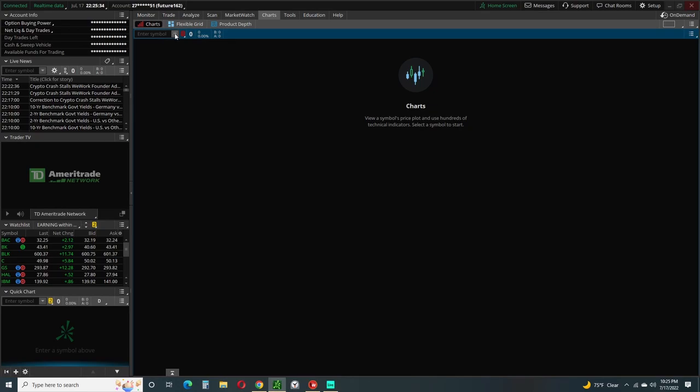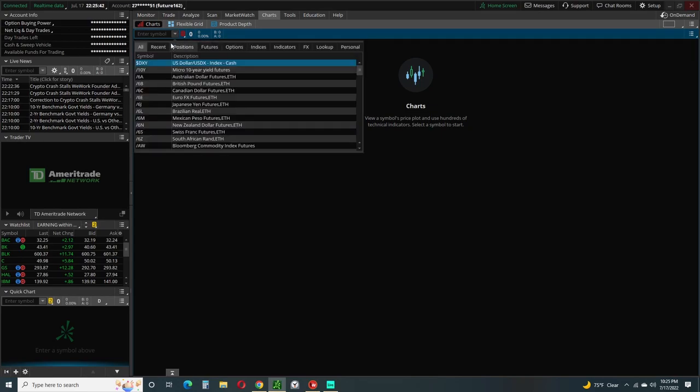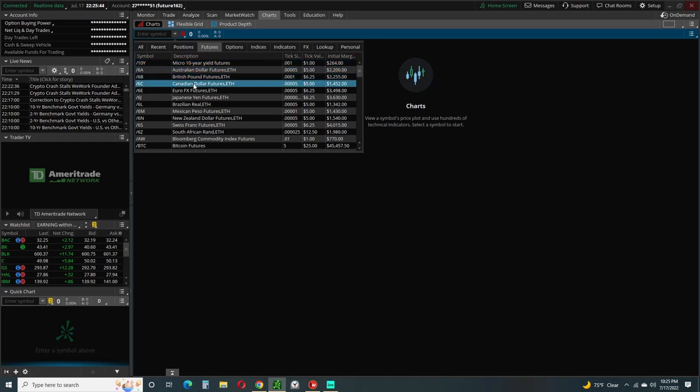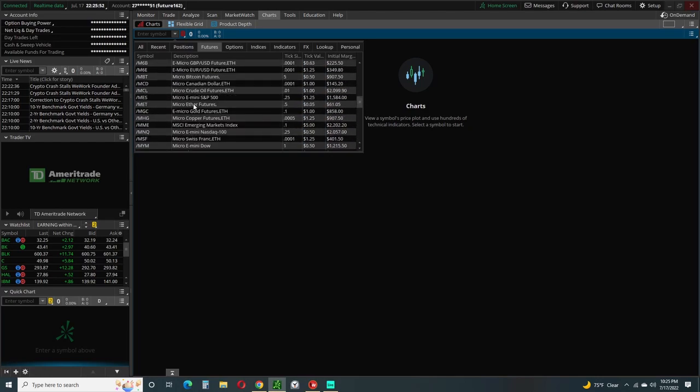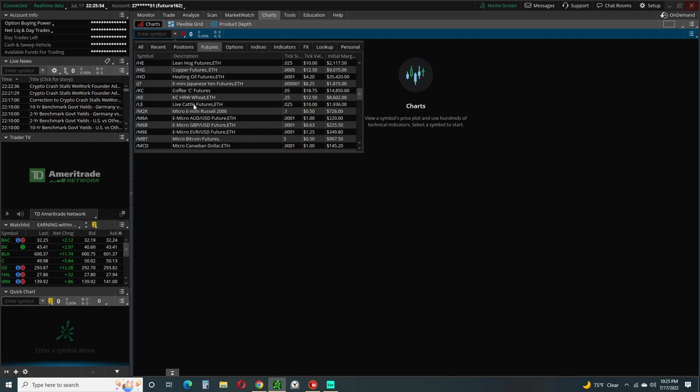I'm going to put in a symbol, but I'm going to search through the symbols. I'm just going to go where my cursor is, where it says enter symbol. I'm going to go to futures, click futures. These are the futures that are trading right now. The main ones have options on them. So I will show you.